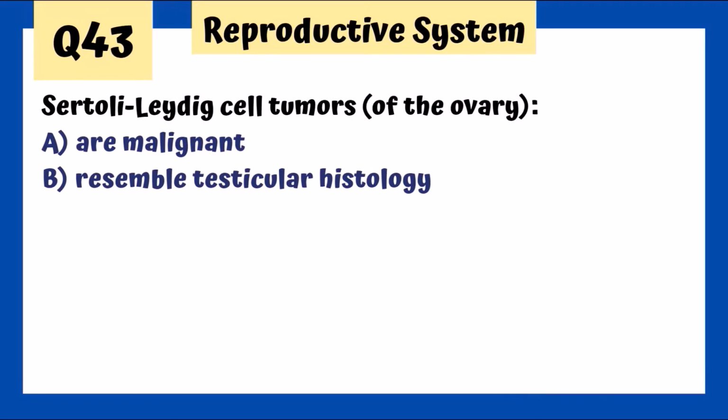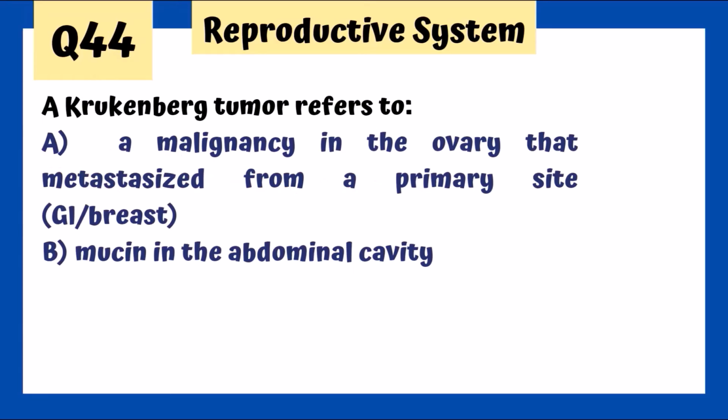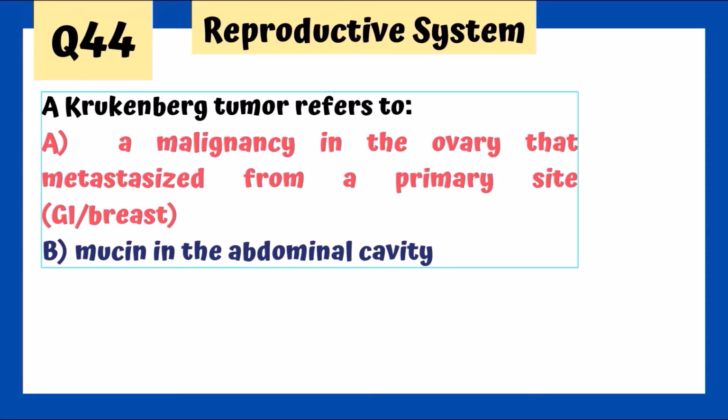Question 43, Sertoli-Leydig cell tumors of the ovary are malignant, resemble testicular histology? Yes. And if we were to take a look at it, we would see a gray to yellow-brown mass. And these cells would actually produce androgens, and it could even lead to virilization, such as hirsutism and male pattern baldness. Fibromas are malignant? No, but they can cause Meigs syndrome. That's a triad of ovarian fibroma, ascites, and pleural effusion. Krukenberg tumor, this is the metastasis one. Krukenberg is all about metastasis. A malignancy in the ovary that metastasizes from a primary site, primarily the GI tract or the breast.